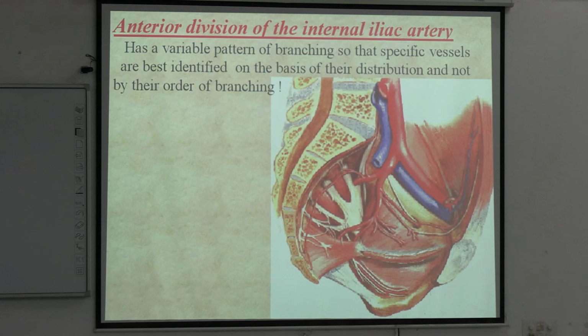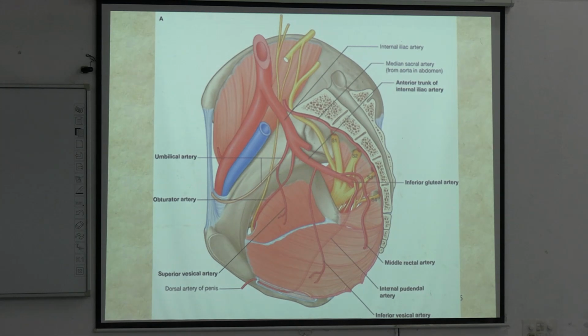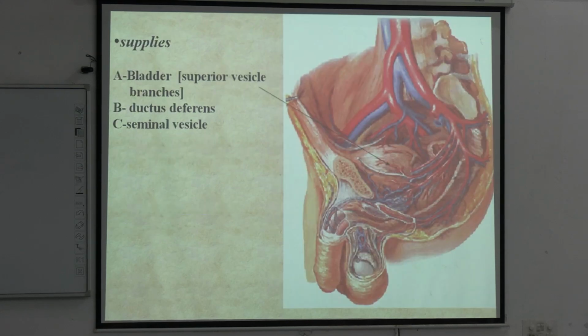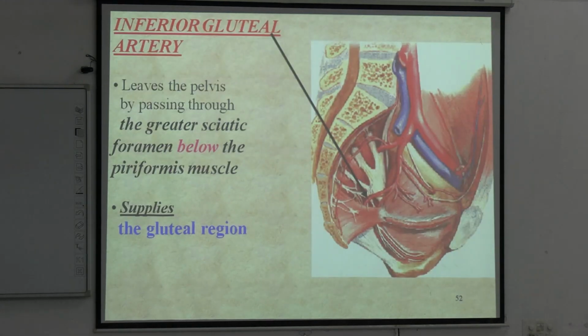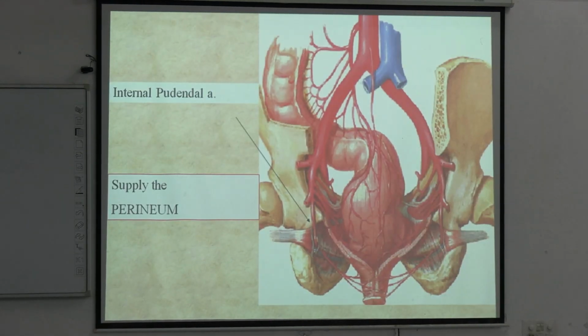Focusing on this region, we call it the internal pudendal artery. This internal pudendal artery we have to learn in detail. Move forward. This internal pudendal artery is the only artery that supplies the perineum region. So this is the sole blood supply to the perineum region.